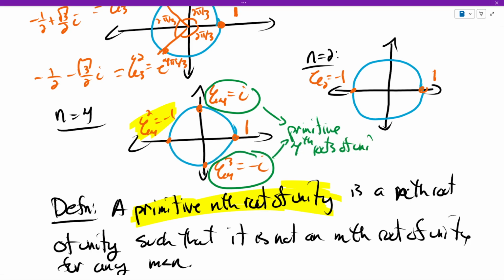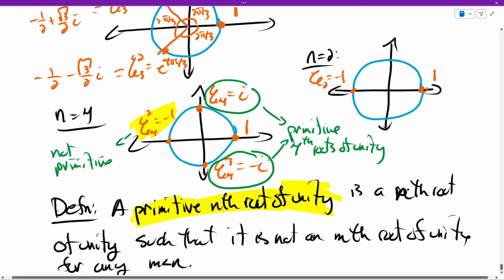They're plus or minus i. Zeta 4 squared, this one is not primitive. And if you know some group theory, if you look at the subgroup generated by the corresponding zeta, it's primitive if you get everything, and it's not primitive if you get a proper subgroup. If you don't know that, that's also fine. So the primitive ones are the ones that don't come from a root of unity for a smaller power. Those are the primitive ones.